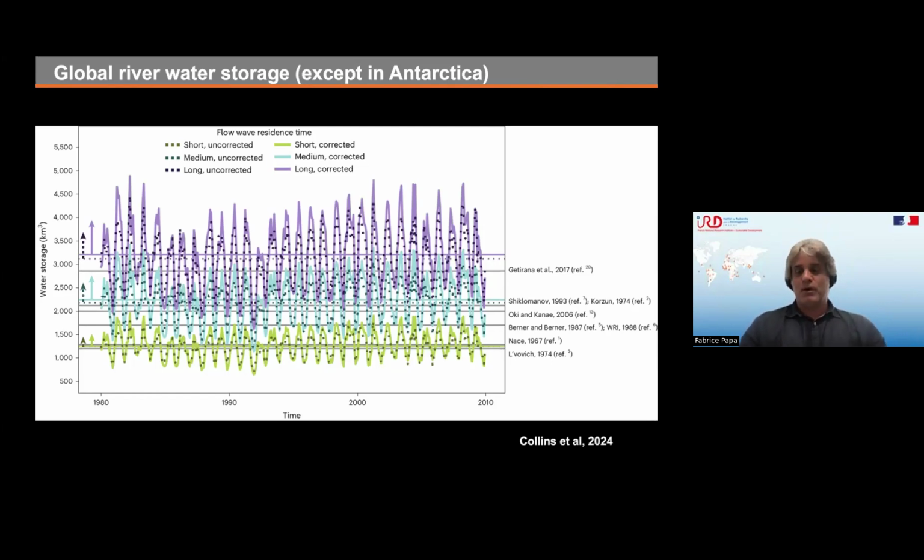You see that the estimates we have now are largely spread, but between 3,000 and 4,000 cubic kilometers are stored in rivers and evolving over time like that. So it is really a key parameter to measure.